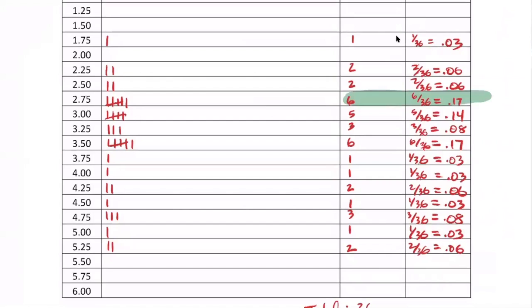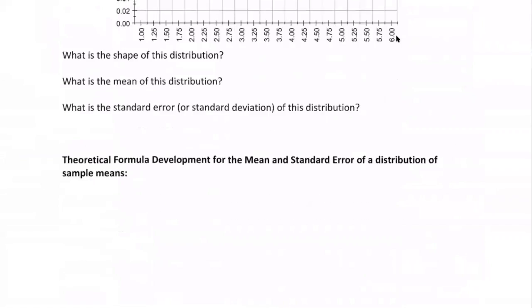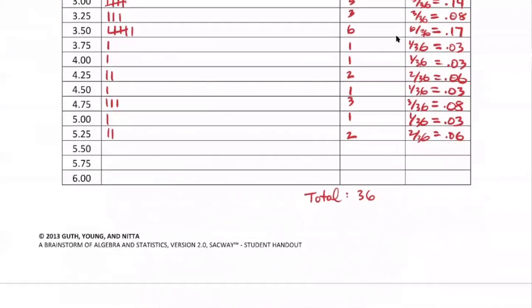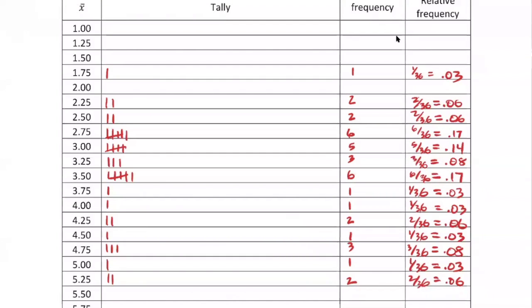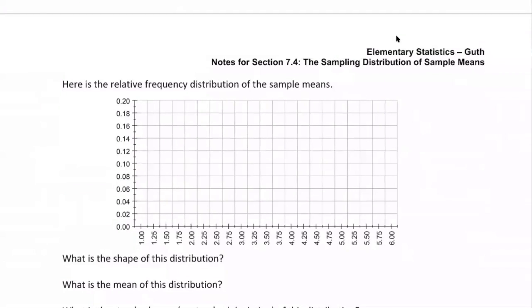All right, so what I want to do at some point is to get a mean out of this. So we're going to have to, well, it looks like we have to graph it first. So let's start with these. So the 1 out of 36 goes with 1.75. Oh, and that's a 0.03, I guess. And I'm just going to draw this one and then copy it to wherever I need to copy it.